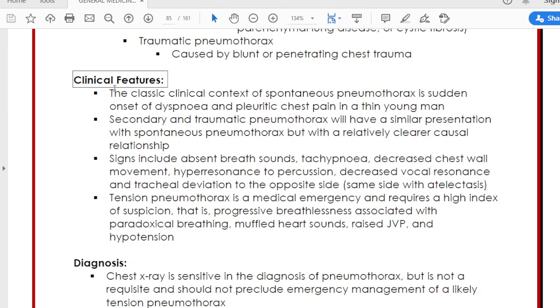Clinical features. The classic clinical context of spontaneous pneumothorax is sudden onset of dyspnoea and pleuritic chest pain in a thin young man. Secondary and traumatic pneumothorax will have a similar presentation with spontaneous pneumothorax but with a relatively clearer causal relationship. Signs include absent breath sounds, tachypnoea, decreased chest wall movement, hyperresonance to percussion, decreased vocal resonance and tracheal deviation to the opposite side, same side with atelectasis. Tension pneumothorax is a medical emergency and requires a high index of suspicion, that is, progressive breathlessness associated with paradoxical breathing, muffled heart sounds, raised JVP, and hypotension.